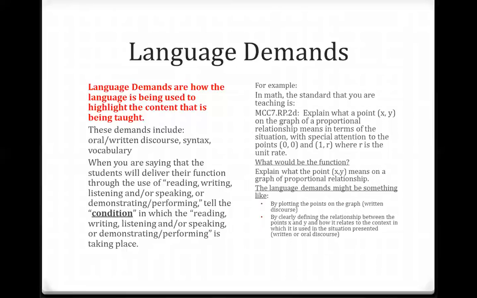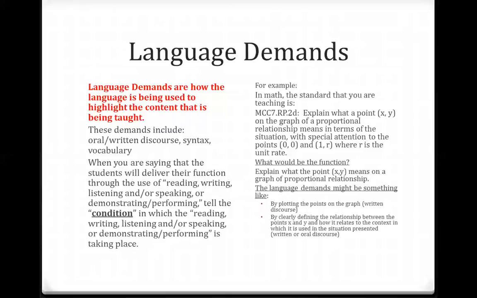For example, if I look at a math standard, this math standard says that students will be able to explain what a point on the graph of a proportional relationship means in terms of the situation, with special attention to the points (0, 0) and (1, r) where r is the unit rate. Well, what is the function? For this particular standard, the function is explain, because we want our students to be able to explain what the point (x, y) means on a graph of a proportional relationship. Notice that word explain comes from the standard. It's the verb.